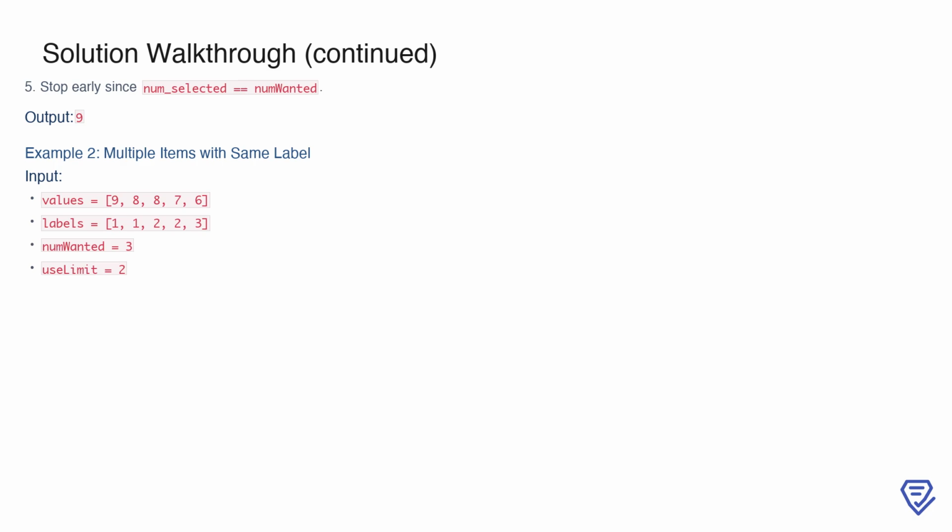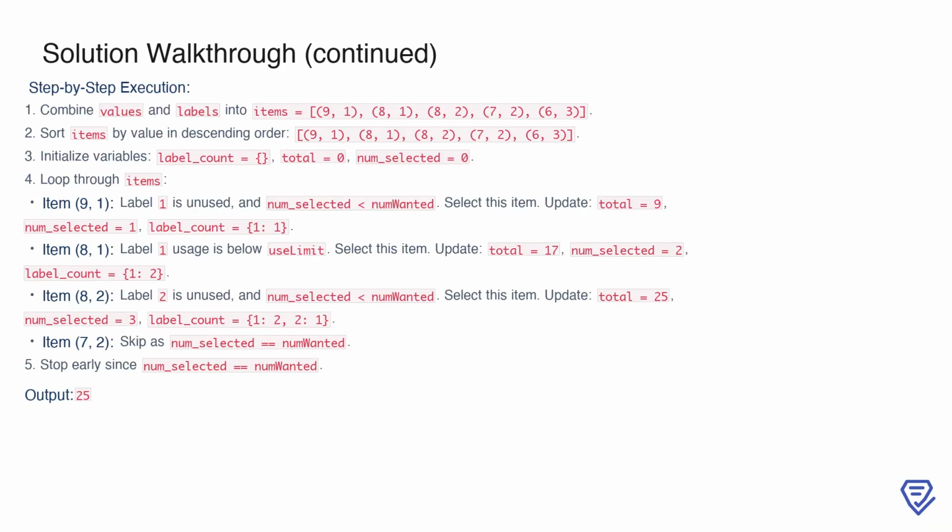Now, let's look at a different example where some labels are used multiple times. Here, the input consists of values 9, 8, 8, 7, 6, and labels 1, 1, 2, 2, 3, with number wanted set to 3 and use limit set to 2. For this input, we first pair the values and labels to get items equals (9, 1), (8, 1), (8, 2), (7, 2), (6, 3), and we sort them in descending order of value, which leaves the order unchanged. We initialize label_count as an empty dictionary, total as 0, and number_selected as 0.